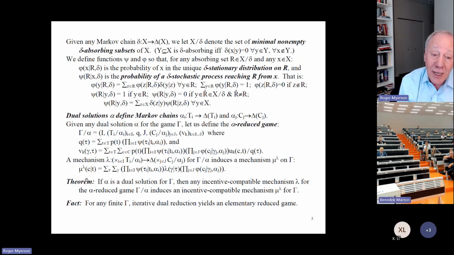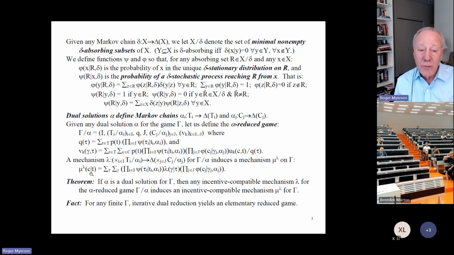Well, the answer is a theorem. If alpha is an optimal solution to the dual solution for gamma, then any incentive compatible mechanism for the alpha reduced game induces, in the obvious way, an incentive compatible mechanism for the original game. What's the obvious way?